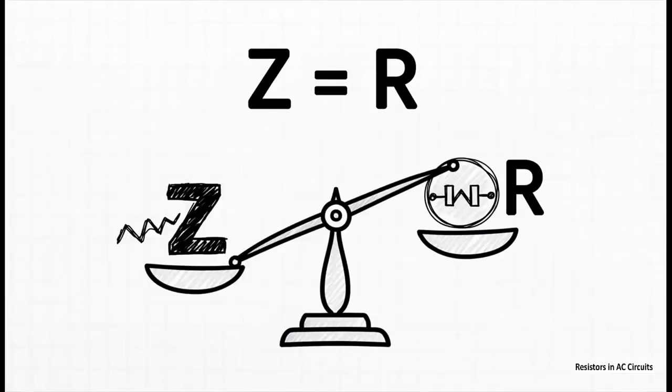And here's the crucial point. For a pure resistor, its impedance is exactly the same as its resistance. It's really just a new name for the very same thing. A 100 ohm resistor is still just a 100 ohm resistor. It doesn't care if the current is DC or AC. Its value stays the same.